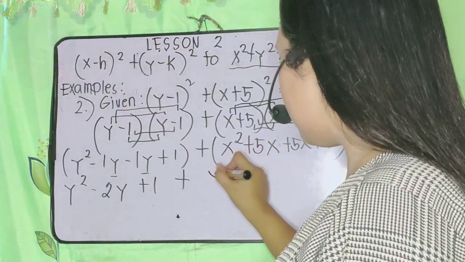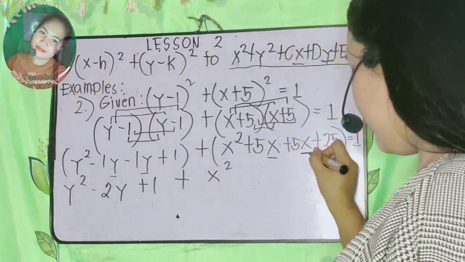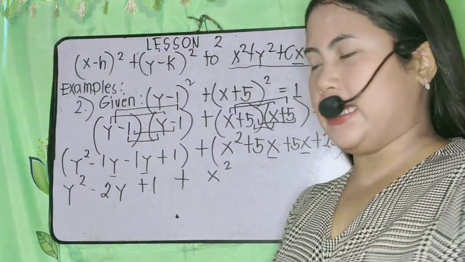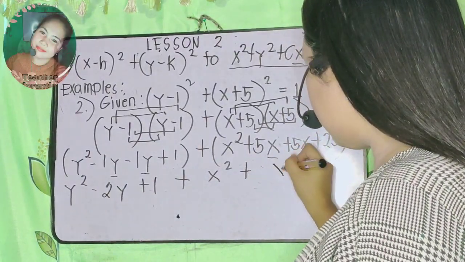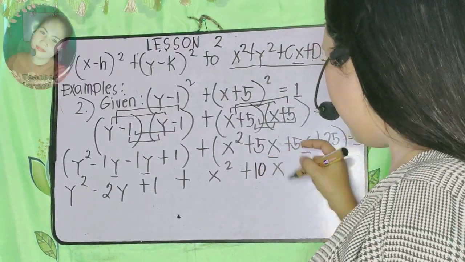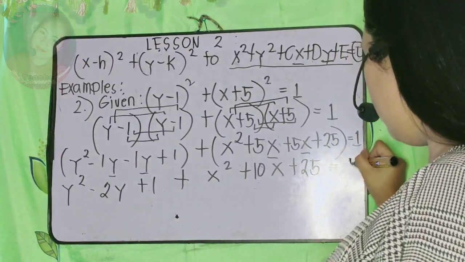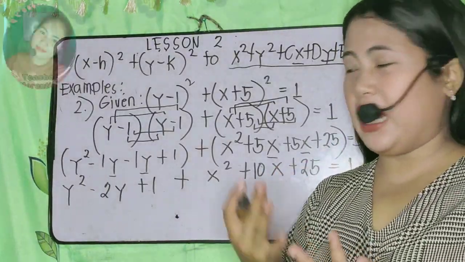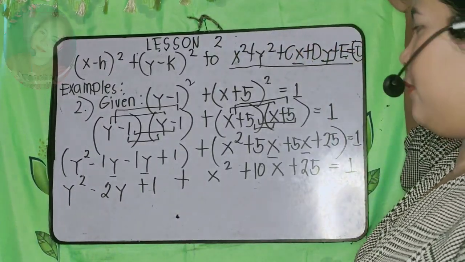So, kopyahin yung x squared kasi wala naman siyang kaparehas. Then, kopyahin yung may magkaparehas or i-add yung may magkaparehas. Okay, so positive, kopyahin yung positive. Then, kopyahin yung x. Then, add 5 plus 5, we have 10. Then, copy plus 25. Then, equals to 1. Okay, so medyo mahaba ba yung process natin. Then, we're going to make it into the general form.